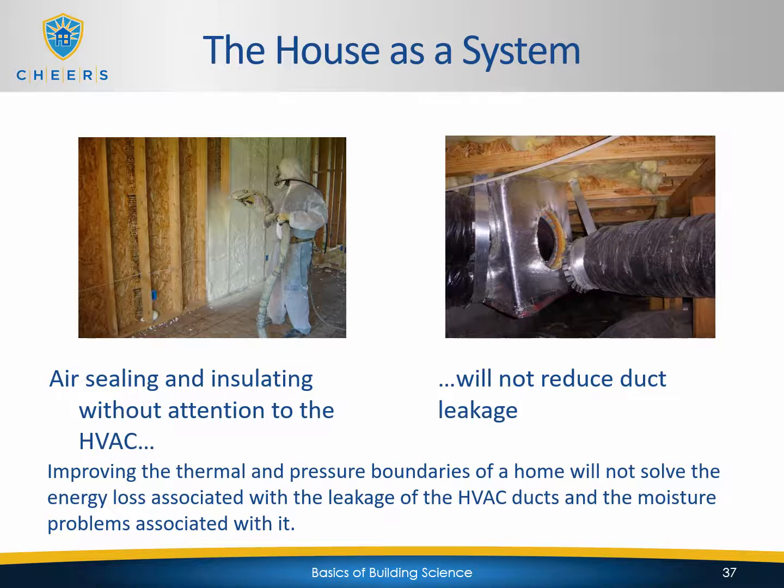Air sealing and insulating without attention to the HVAC will not reduce duct leakage. Obviously, improving the thermal and pressure boundaries of a home will not solve the energy loss associated with the leakage of the HVAC ducts and the moisture problems associated with it. Again, you could have a perfectly built house on the outside as far as the walls, ceiling, and raised floor, and then you have an air conditioning system that's leaking completely. If it's leaking, it's going to be sucking air in or out of the outside of the home, because that's where the ducts most likely will be. So you've got to also pay attention to the duct sealing on top of that.